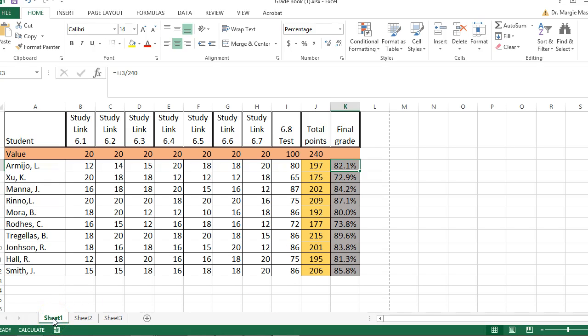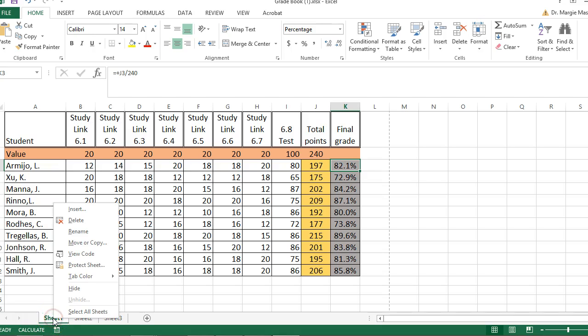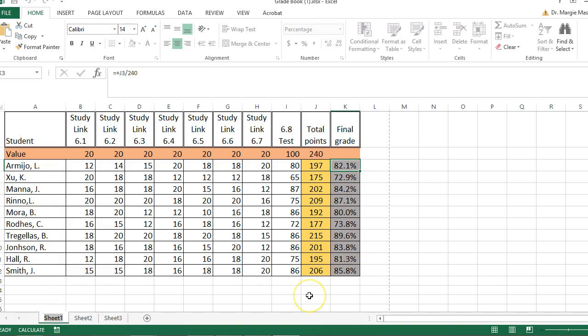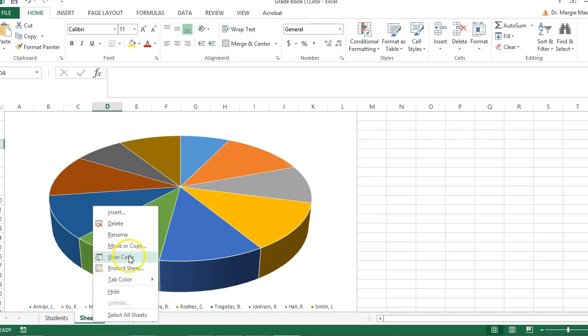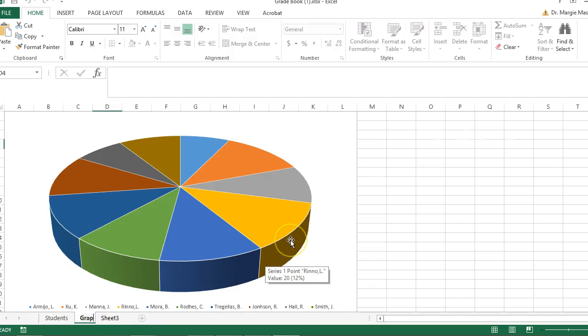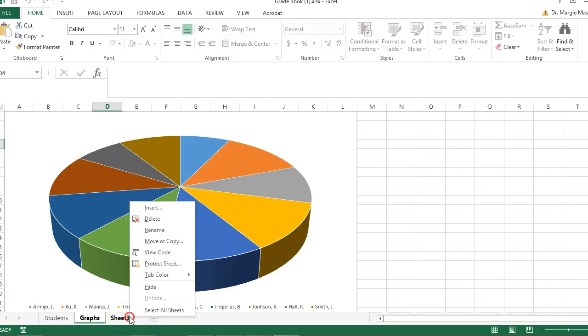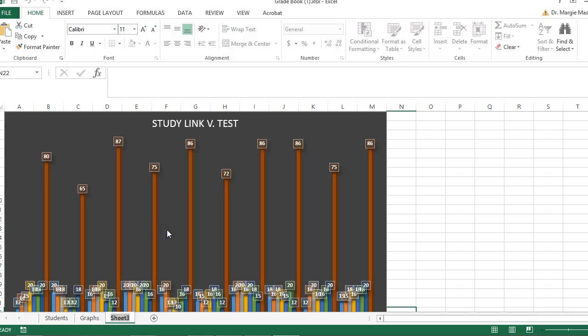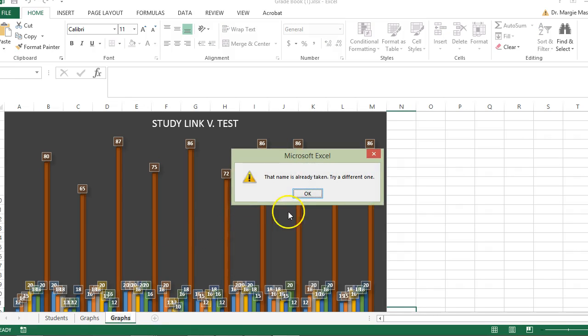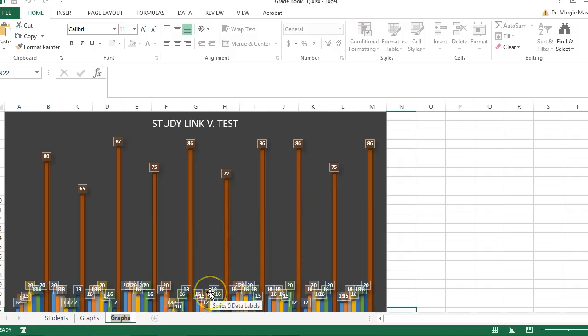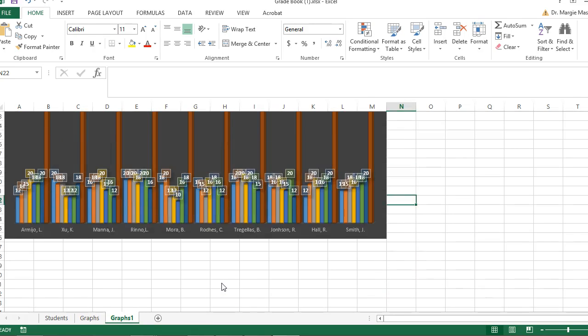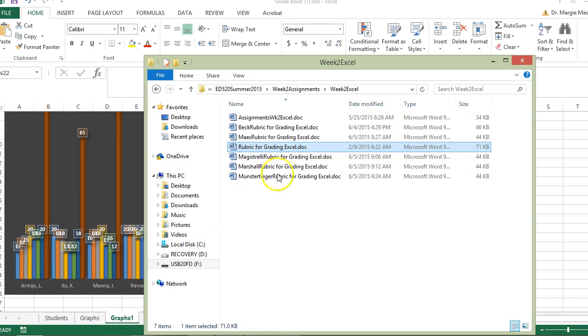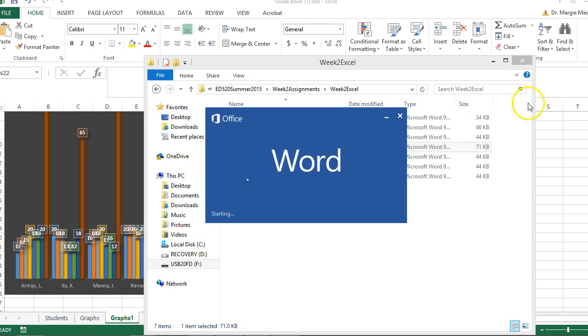One of the requirements was also to rename the sheets to students and graphs. So this would be students. And then this would be graphs because you put the graphs in two separate sheets. So we have to do both of these. It wants us to give it a different name, so we'll just put graphs 1 because you can't repeat. So you have those.